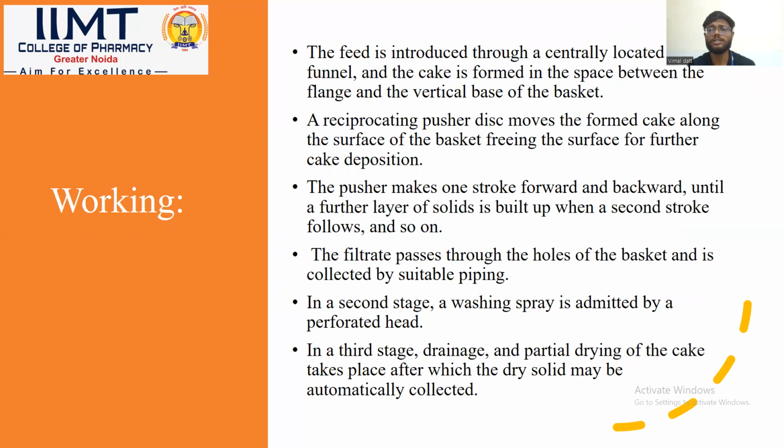The filtrate passes through the holes of the basket and is collected by suitable piping. In a second stage, a washing spray is admitted by a perforated head. In a third stage, drainage and partial drying of the cake takes place, after which the dry solid may be automatically collected.